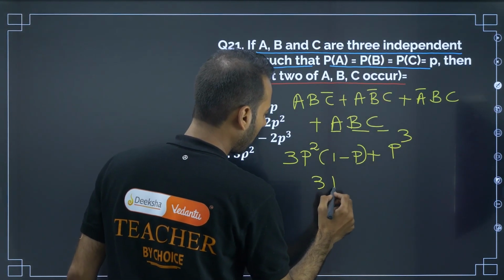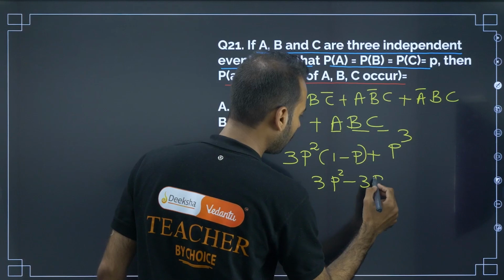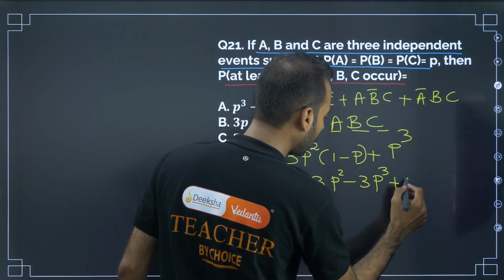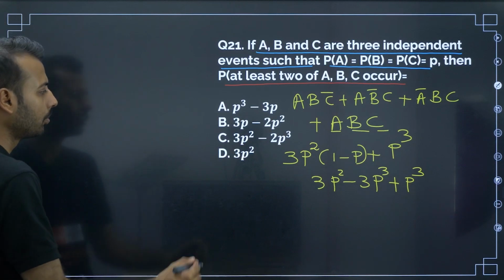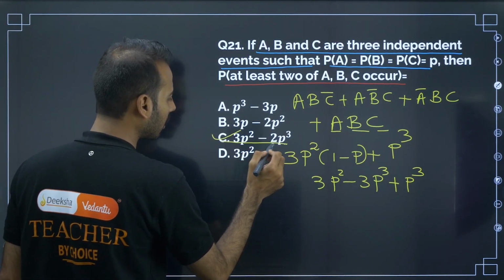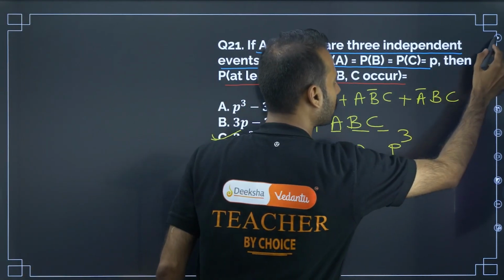So 3P square minus 3P cube plus P cube. So this is equal to 3P square minus 2P cube. C is the answer for this. Moving on to next question.